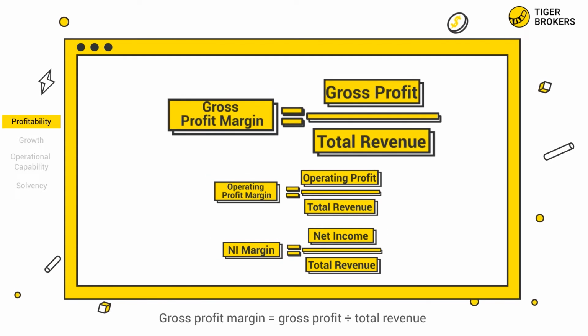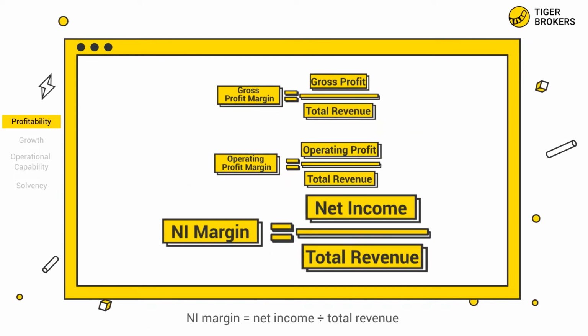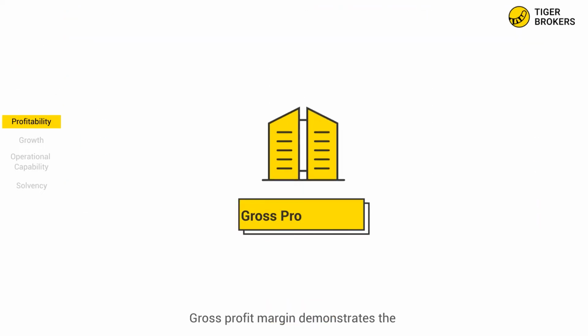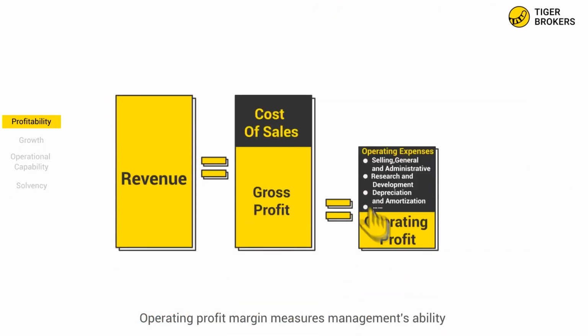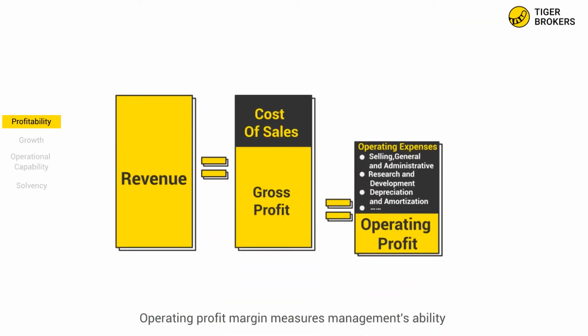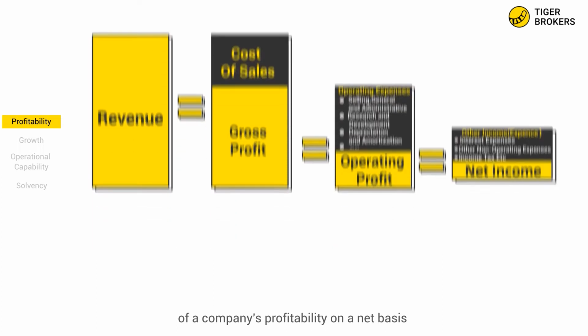Gross profit margin equals gross profit divided by total revenue. Operating profit margin equals operating profit divided by total revenue. Net income margin equals net income divided by total revenue. Gross profit margin demonstrates the competitiveness of a company's products. Operating profit margin measures management's ability to generate profits from its main business after subtracting costs from revenue. Net income margin is a company's bottom line and shows the level of a company's profitability on a net basis.